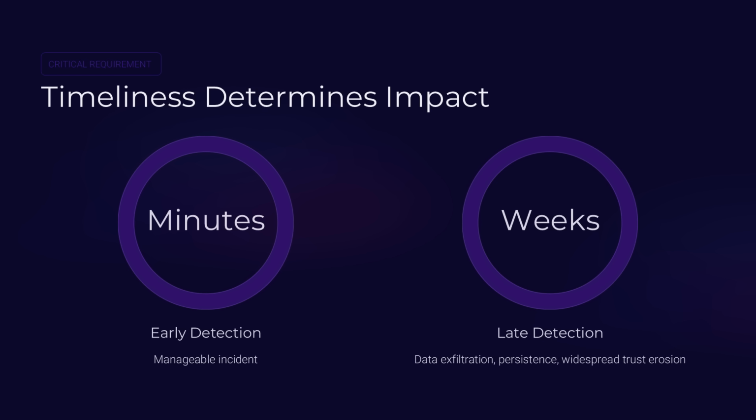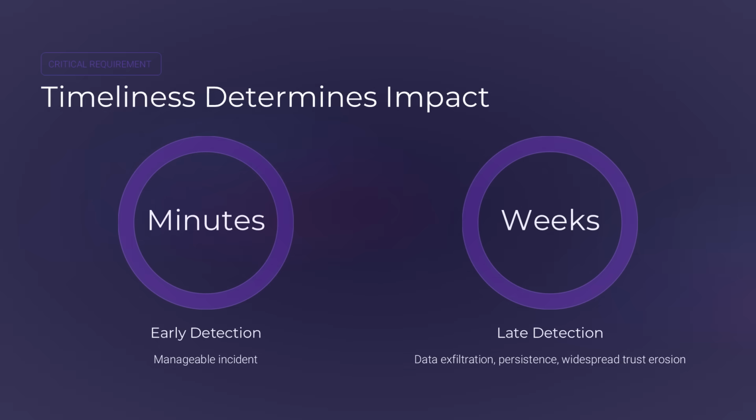Timeliness matters because delays increase impact. A compromise detected within minutes is a manageable incident. The same compromise detected weeks later may already involve data exfiltration, persistence, and widespread trust erosion. The ISM's emphasis on detection reflects the government's need to limit damage, not just record it.